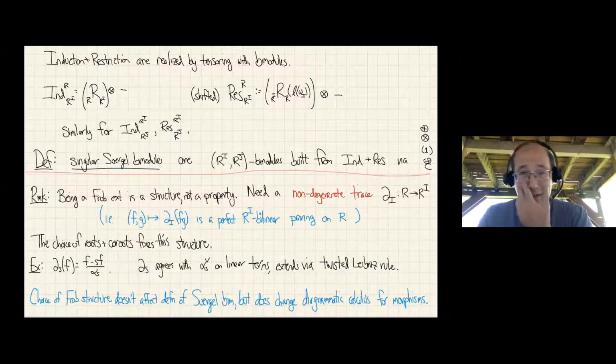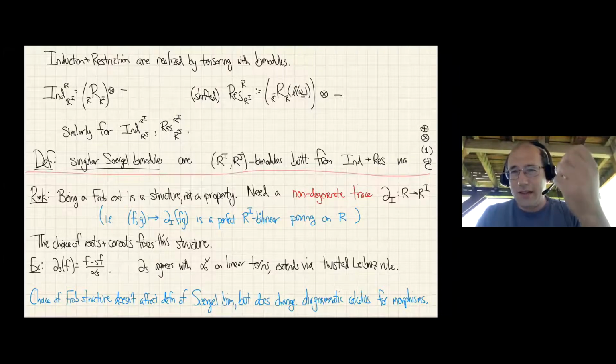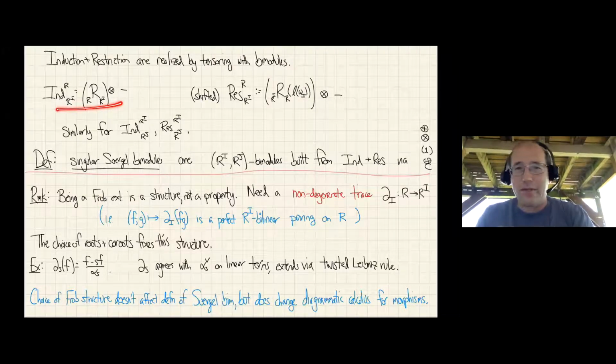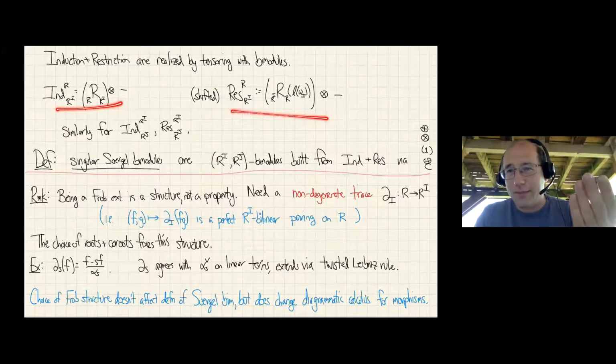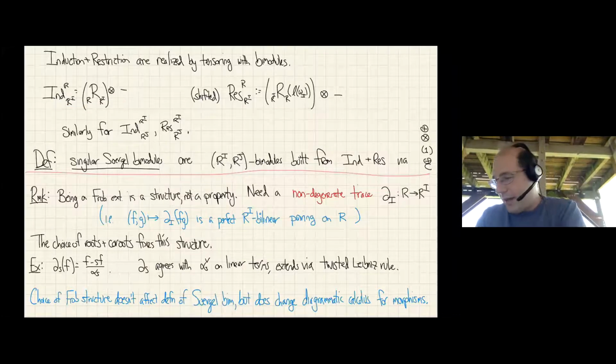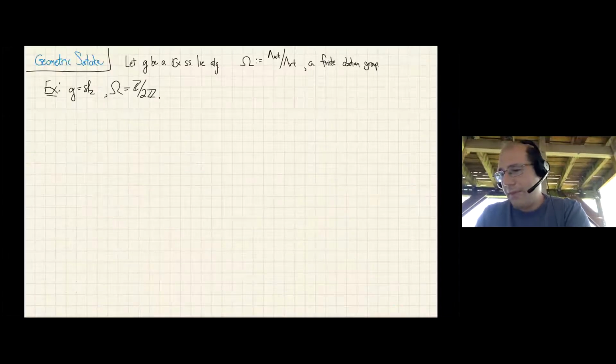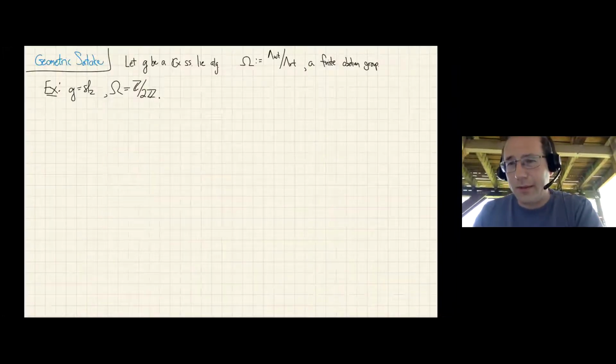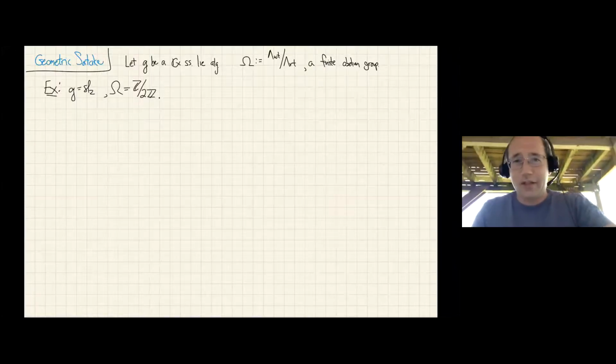The choice of Frobenius structure, I'm mentioning this, it will play a role. It doesn't really affect the definition of the bimodules. The bimodules don't care. These bimodules are defined the way they're defined. They don't care about what the trace map is. It will affect the way that we try to compute with this category and describe the category diagrammatically, which is important to some people in this audience. Okay, so now that I've said what singular Soergel bimodules are, I can tell you geometric Satake.